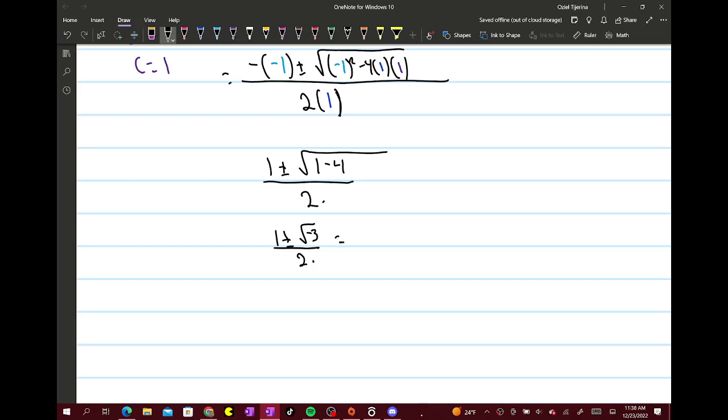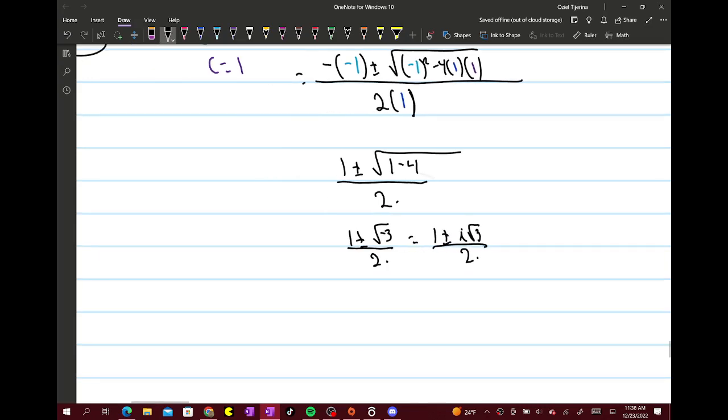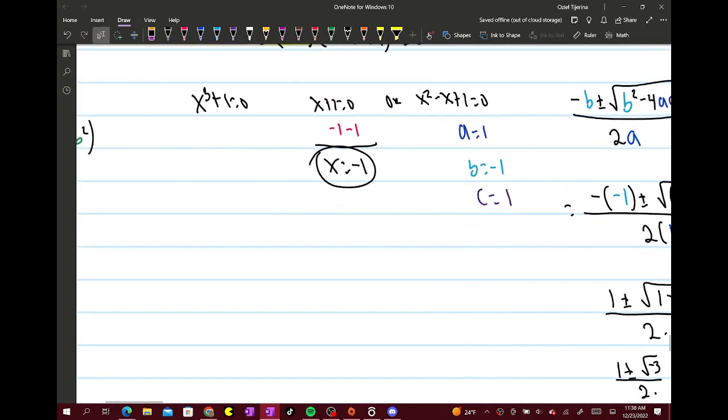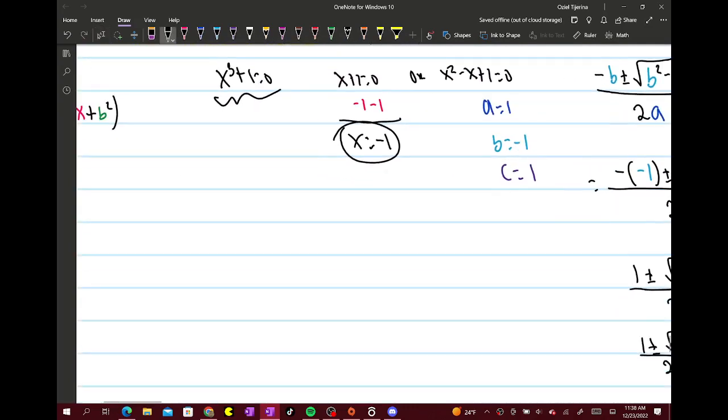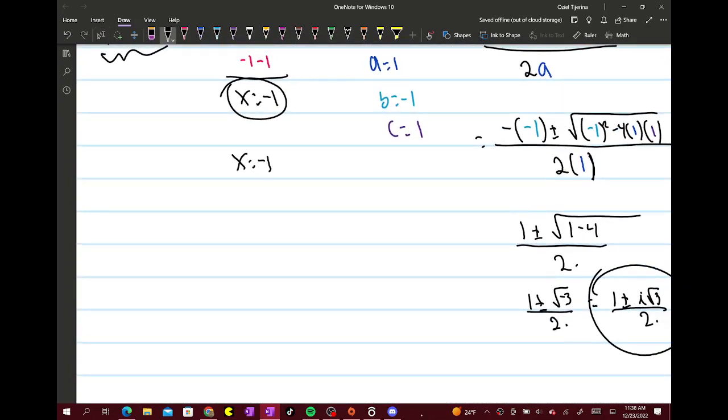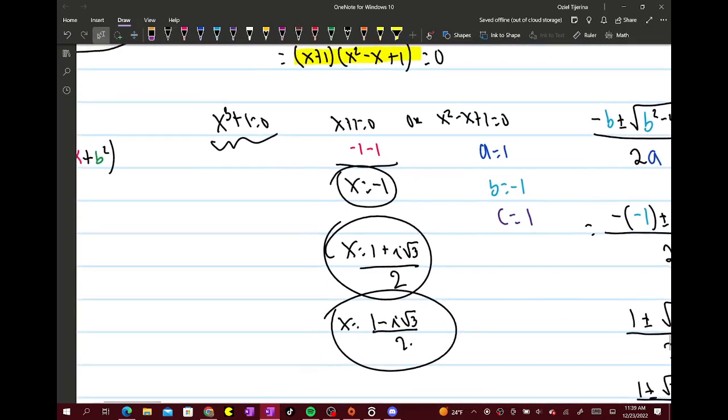And we know that this would be 1 plus or minus I square root of 3 all over 2. And so the solution to this is going to be x equals 1 plus I square root of 3 all over 2, and x equals 1 minus I square root of 3 all over 2. So these would be 3 solutions to that.